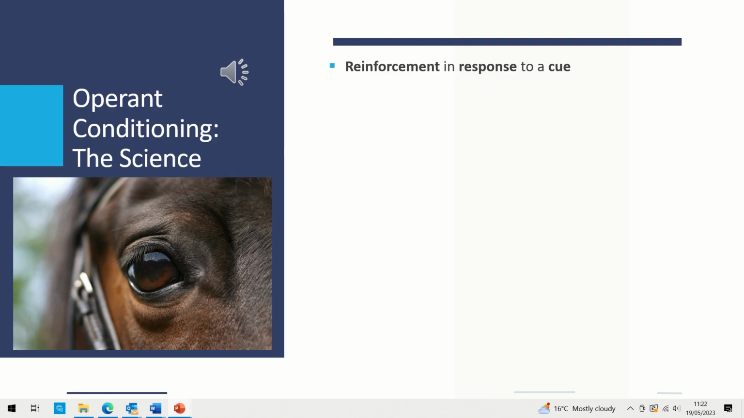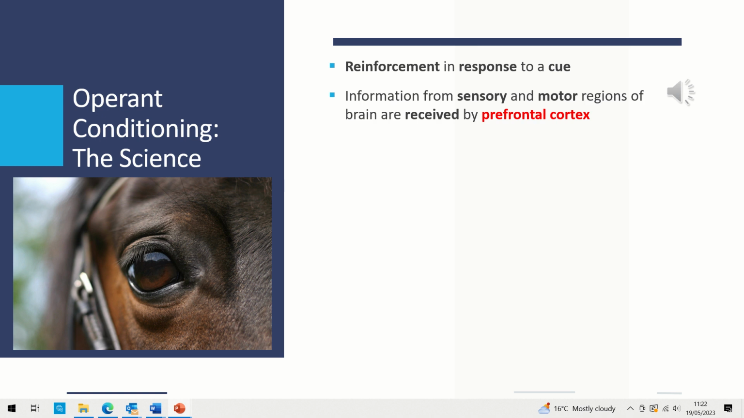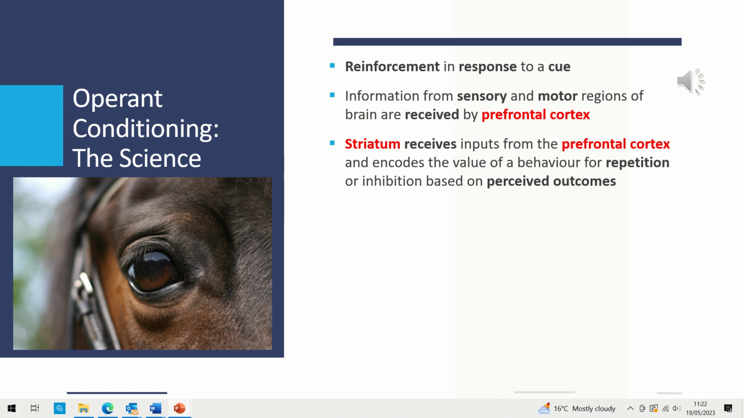So now we'll have a look at the science behind operant conditioning. Reinforcement is used in response to a cue. The information from sensory and motor regions of the brain goes to the prefrontal cortex. The striatum receives inputs from the prefrontal cortex and encodes the value of behaviour, repetition or information based on perceived outcomes, what the horse thinks the behaviour outcomes will be.